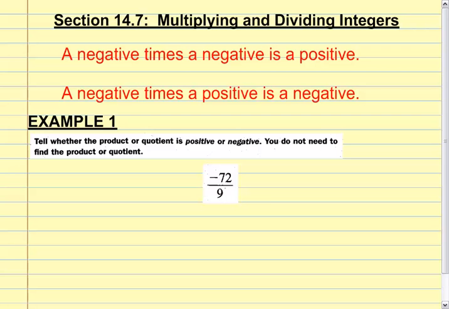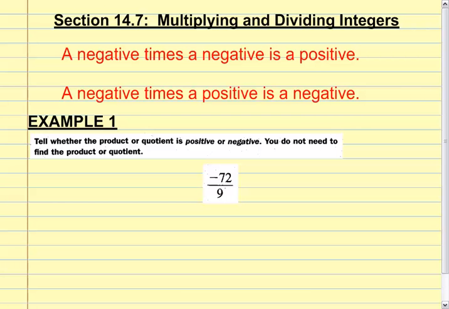Now, we need to talk about multiplying and dividing today. A negative times a negative is a positive. A negative times a positive is a negative. But here's the real rule that I want you to remember. This is true for multiplying and dividing. If the signs are the same, the answer is positive. If the signs are different, the answer is negative.